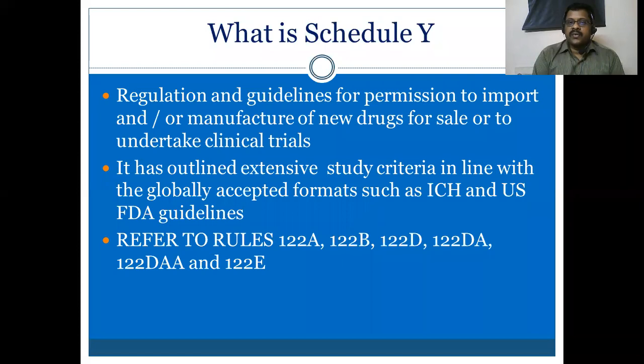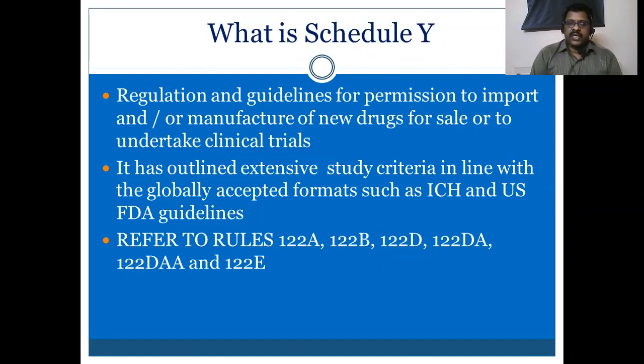I told you, one important schedule recently added is Schedule Y. Schedule Y is specially made for controlling the clinical trial activities taking place in India. Regulation and guidelines for permission to import, manufacture of new drugs for sale or to undertake clinical trials, we need to get approval by this Schedule Y only. It has outlined extensive study criteria in line with globally accepted formats such as ICH and US FDA guidelines. We have almost adopted the same guidelines here.